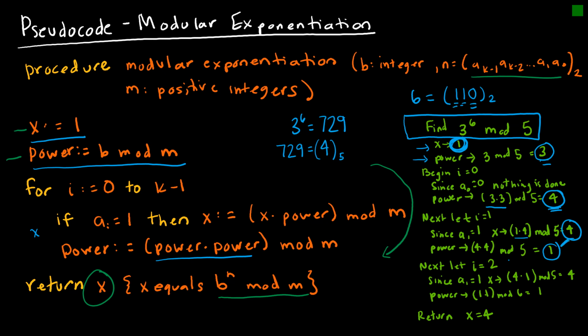And then I look at the next one, which is 1, and that says that x will now be 4 times 1. So again, 4 times 1 came from x times the power, so 4 times 1, mod 5, which of course is 4. And the power will be the power times the power, mod m, and my power before was 1. So 1 times 1, mod 5, is 1. And so my return is going to be whatever that last x is, and so notice my return is 4, and that's exactly what I wanted it to be.